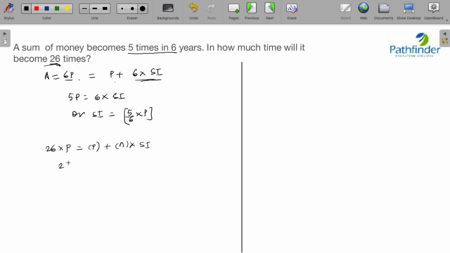So what do you get? 25 times p is equal to n into 5 by 6p. So p cancels out. So n is equal to 30 years. So the amount will become 26 times itself in 30 years.